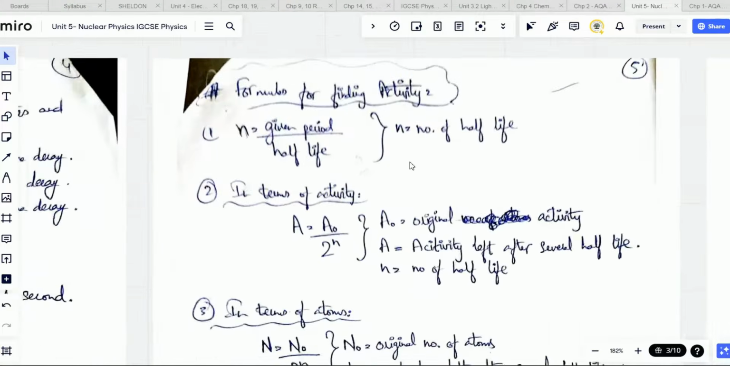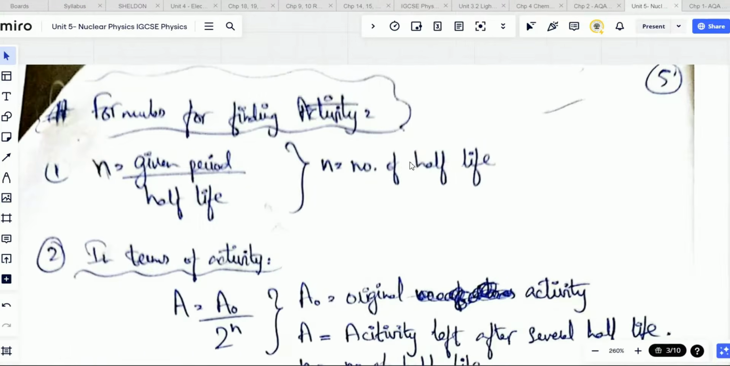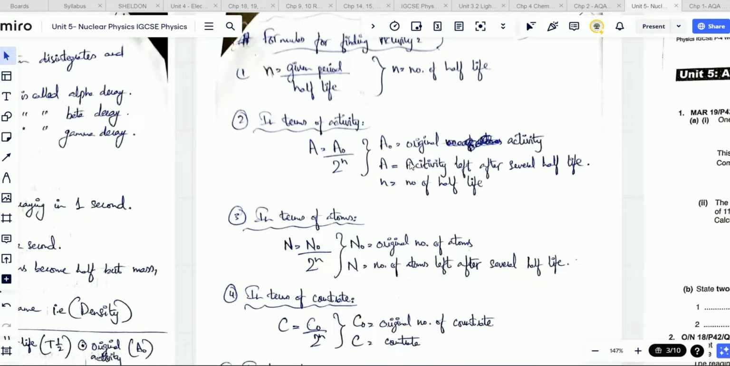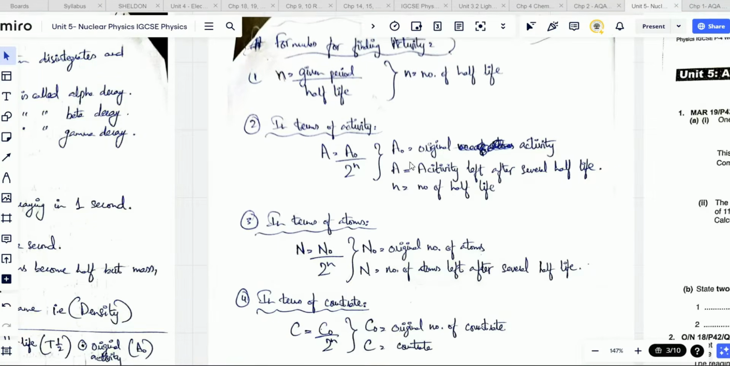I'm teaching you all this part now: the formulas for finding activity. The first formula that you'll need to memorize is what? N is equal to the given period upon the half-life, where N is the number of half-lives. Then the second formula is in terms of activity. If they give you a question discussing the activity of a sample and ask you what's the half-life, or what's the activity, how do you find it? This is the formula for it.